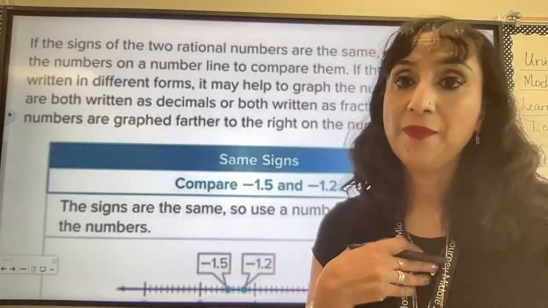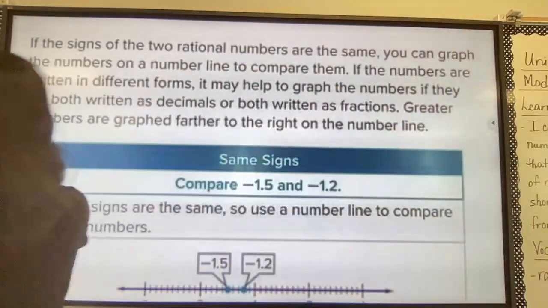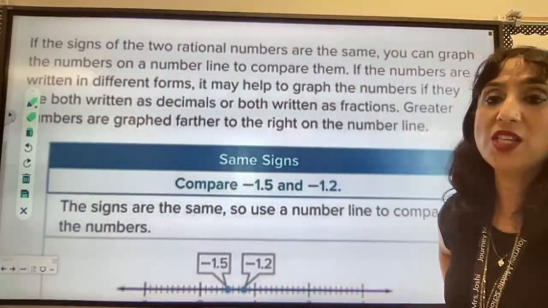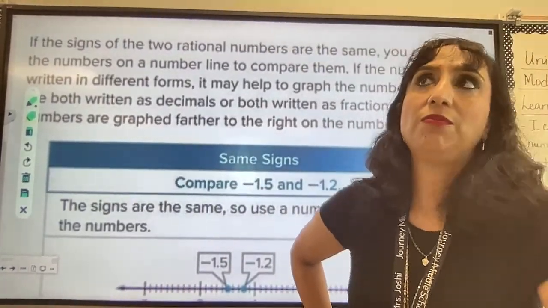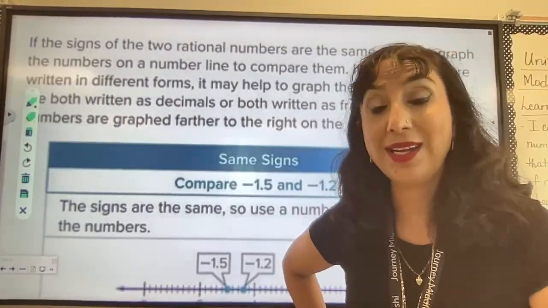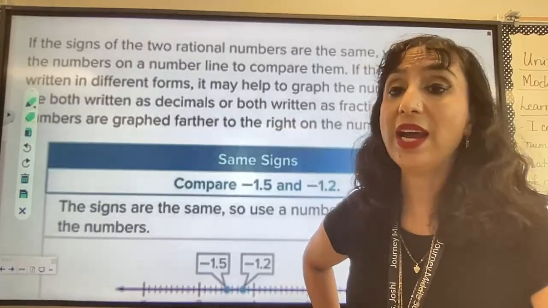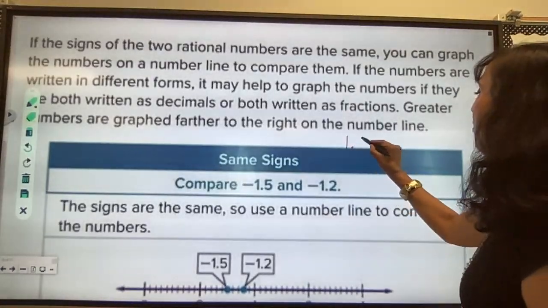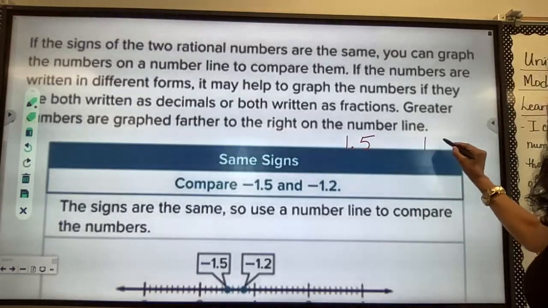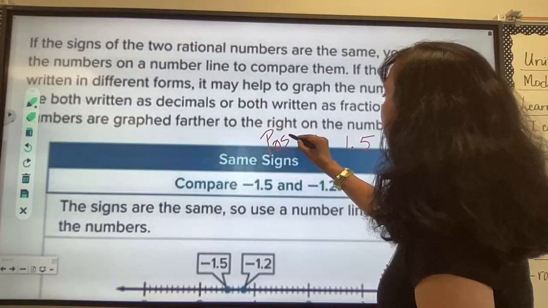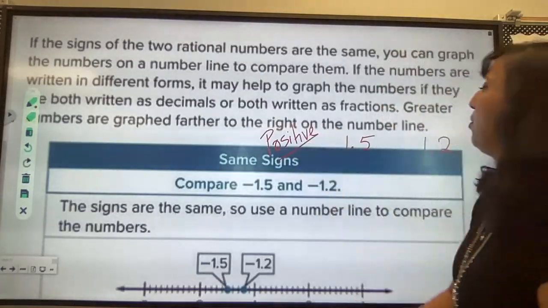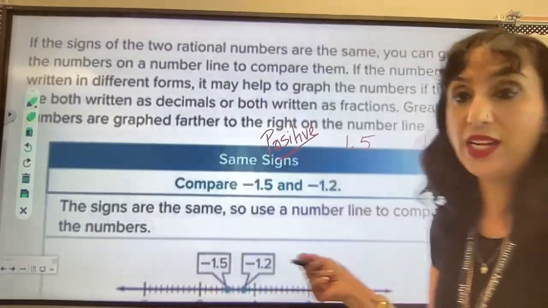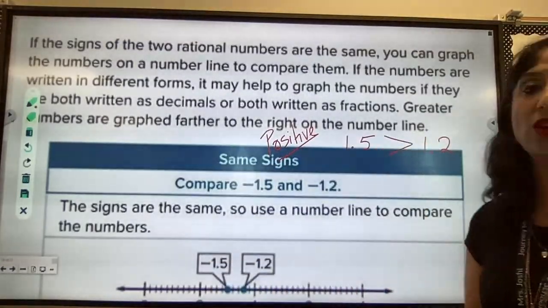Now, here's a trick that I'm going to teach you. If I have two negative numbers, for example, for positive, we know that whichever number is to the right on the number line is the greater number. If I look at positive rational numbers, let's say I have 1 and 5/10 and I have 1 and 2/10. When I'm looking at positive, I know that 1 and 5/10 is greater than 1 and 2/10, because this is going to be on the right on the number line.